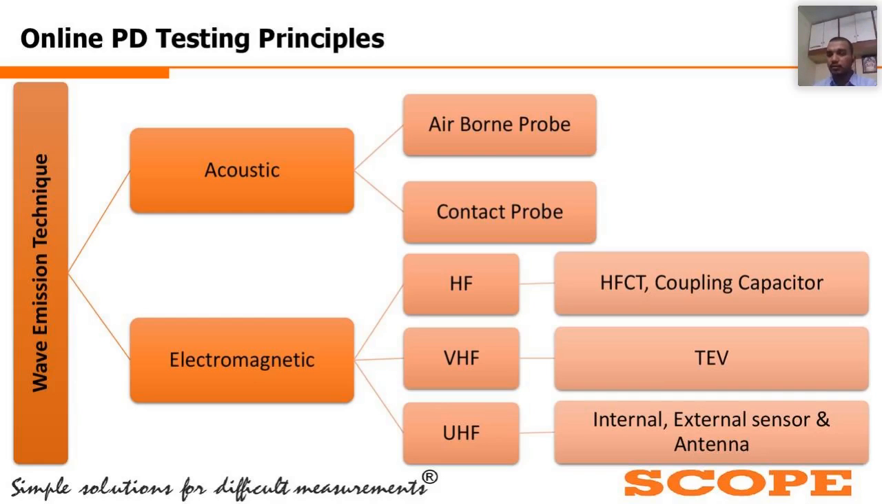Now you have got transient earth voltage sensors, which are colloquially called TEV sensors. They come under the category of VHF sensors. In UHF, you have got three basic sensor types. First one is the internal sensor. Now UHF internal sensors, the people who are dealing with GIS must be very well aware of them. In GIS nowadays, people are asking for internal sensors. So just for the information of everybody, these are the UHF sensors that are embedded in the GIS to capture the partial discharges.